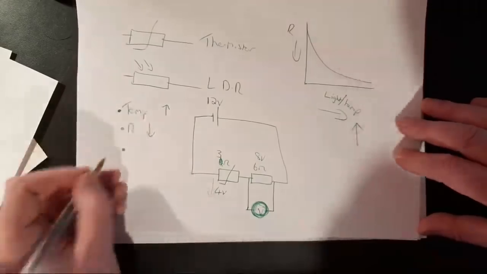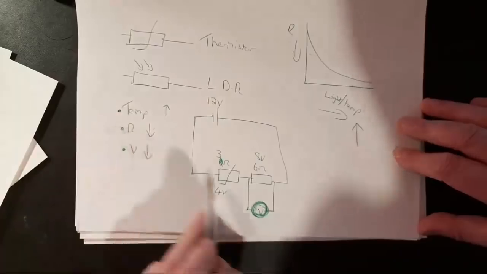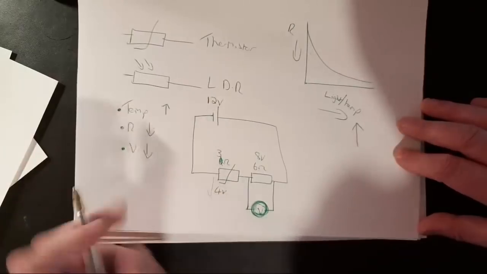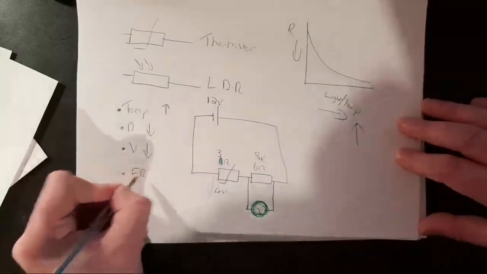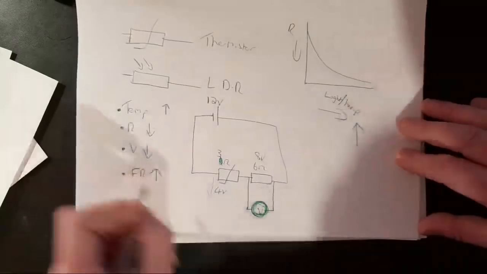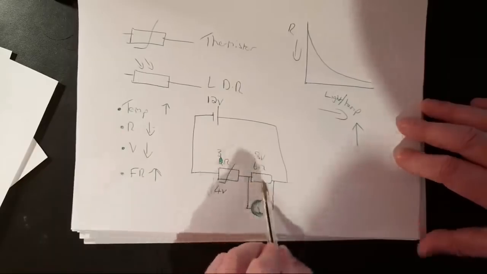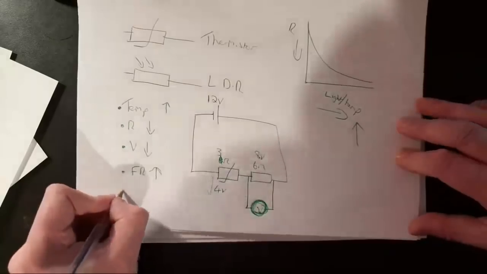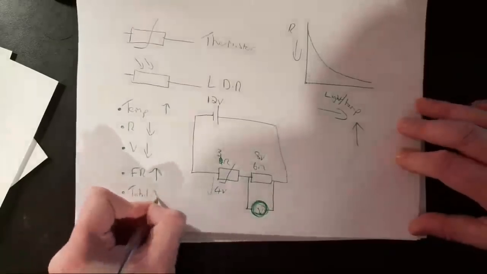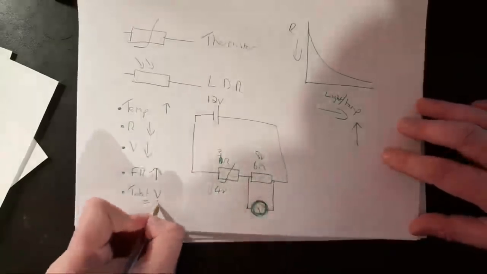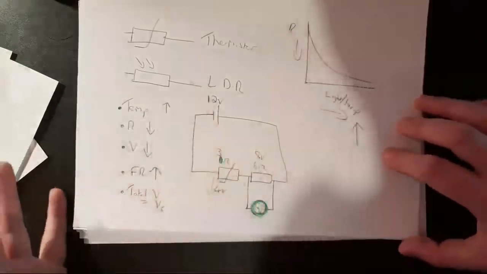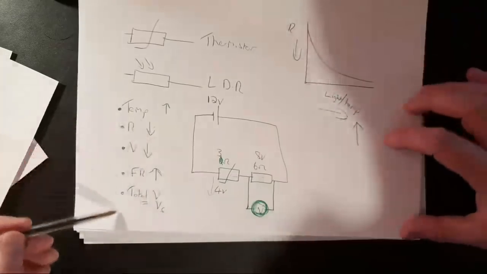If the resistance of the thermistor decreases, the voltage across the thermistor has to decrease. And if the voltage across that decreases, then the fixed resistor voltage must increase, because the total voltage of these two must equal the supply voltage, which is 12. And that's simply it. These are the key points that you need to include.